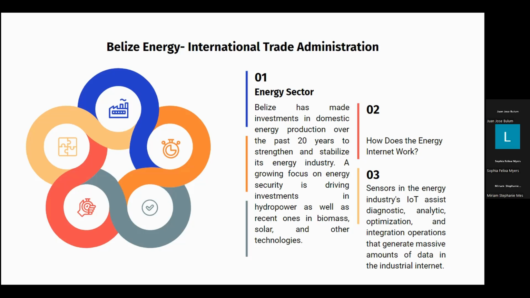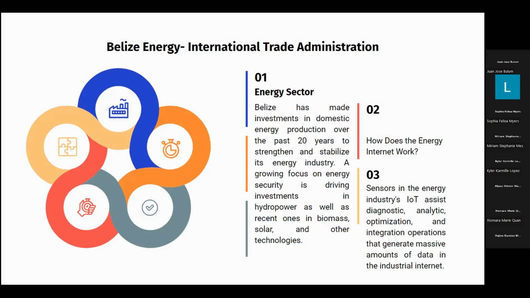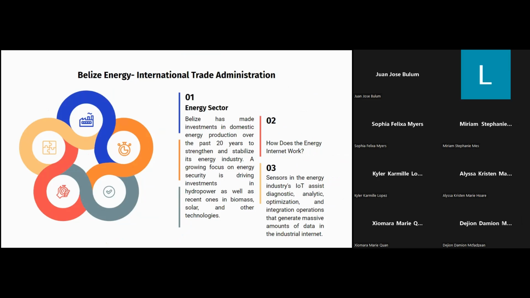And how does the energy internet work? Well, the Internet of Energy collects data and manages operations at many places in the power grid's infrastructure using Internet of Things technologies. Sensors in the energy industry and the Internet of Things assist diagnostic, analytic, optimization, and integration operations that generate massive amounts of data in the industrial internet. The Internet of Things enables the construction of completely autonomous energy plants. And as I mentioned above, smart sensors can be used to monitor system performance in real time. And the list goes on, and it will grow fast because industrial data is now growing exponentially.